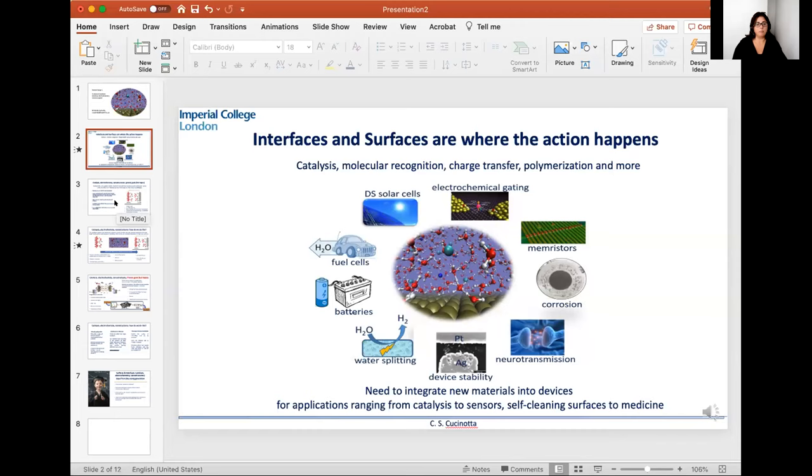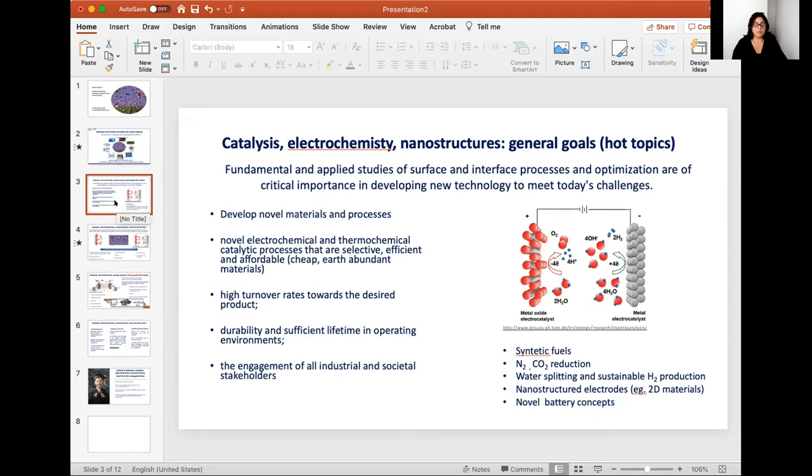So it's crucially important that we understand these interfaces. And so this explains why there are so many fundamental and applied studies of surfaces and interfaces, and why these are of critical importance in developing these new technologies to meet today's challenges. Here I just wanted to give a general overview. There is no time to get into any detail on the main general objectives of the community, which has in mind developing these devices, and the typical areas of research where people invest more effort.